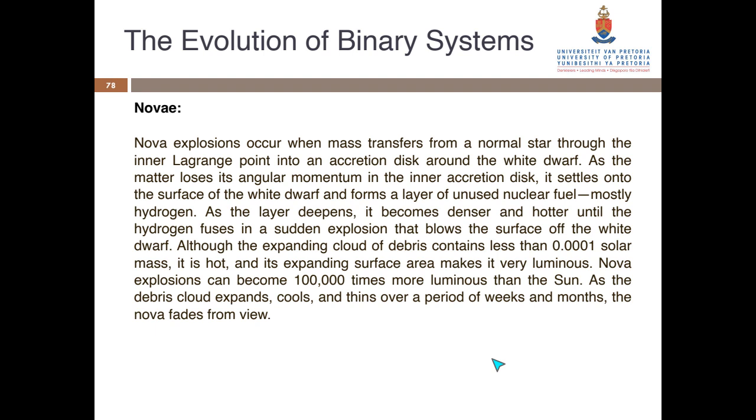Although the expanding cloud of debris contains less than 0.001 solar mass, it is hot, and its expanding surface area makes it very luminous. Nova explosions can become 100,000 times more luminous than the Sun. As the debris cloud expands, cools, and thins over a period of weeks and months, the nova fades from view.